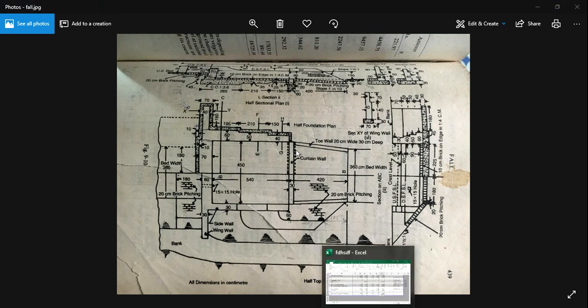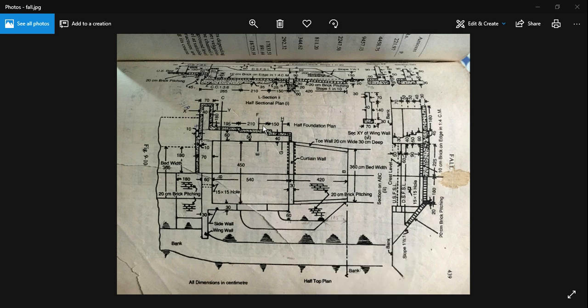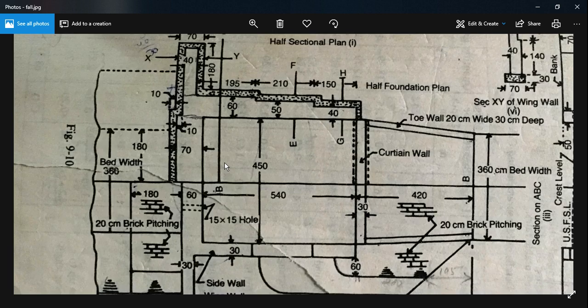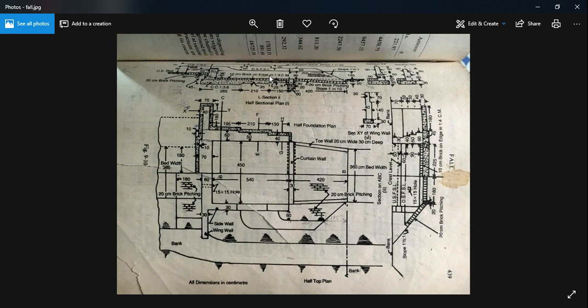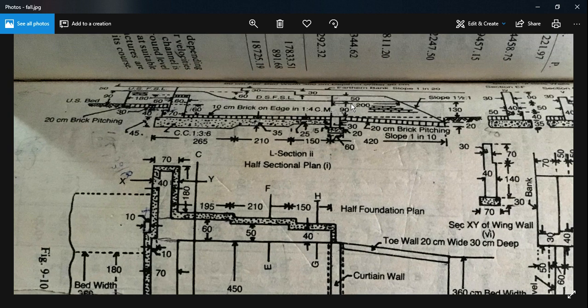Namaste. I'm trying to explain the estimate of a fall, a 60 centimeter fall, from B.N. Dutta's textbook for estimating and costing. It's on page number 439. So we can see here is the half top plan of the fall. It has its longitudinal section over here.